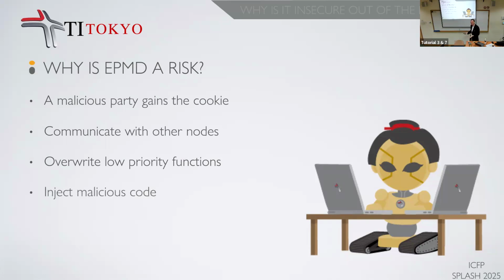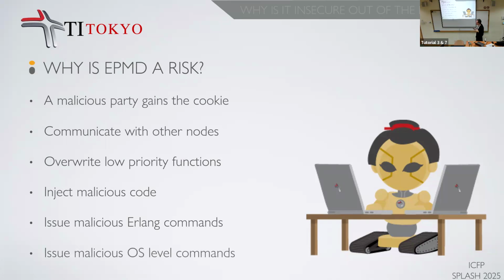Which of course means they can inject malicious code. But not only can they do that, they can also issue malicious Erlang commands. So not only can they take down the database from inside, but Erlang allows you to execute system level stuff as well. So they can then issue malicious OS level commands to do everything from phone home to install a rootkit to whatever. That's kind of bad, really, isn't it?